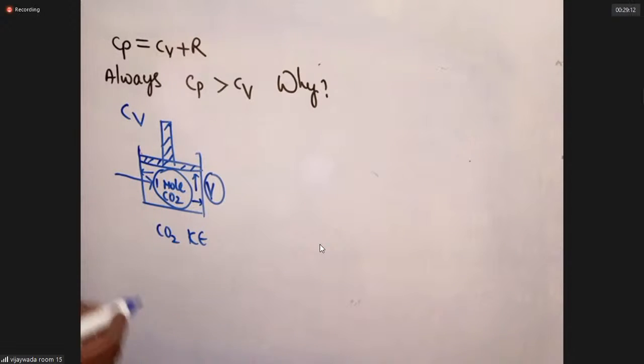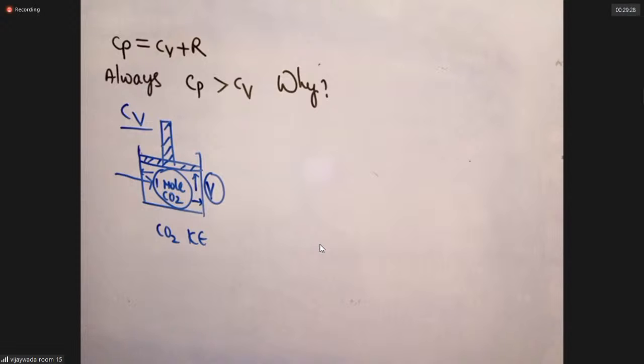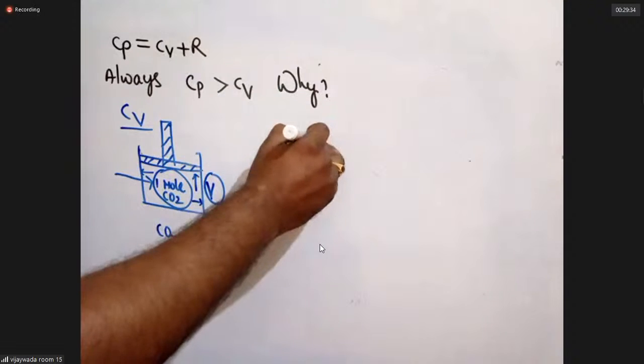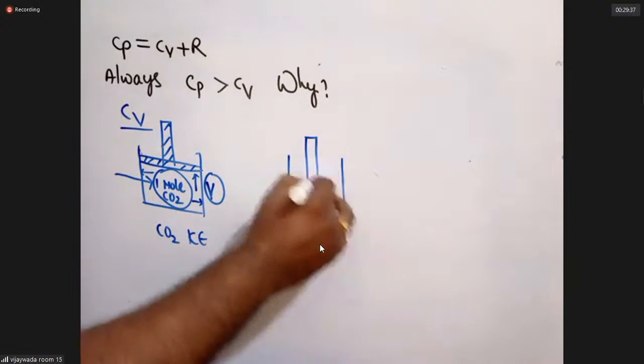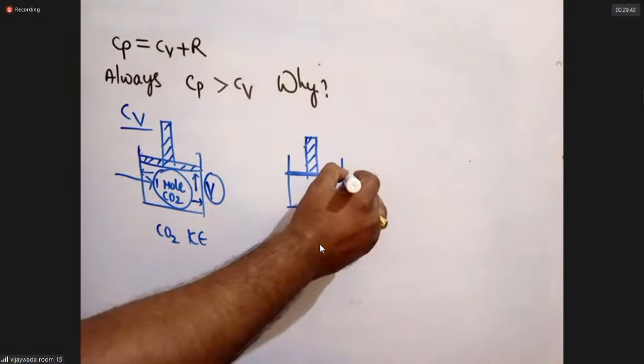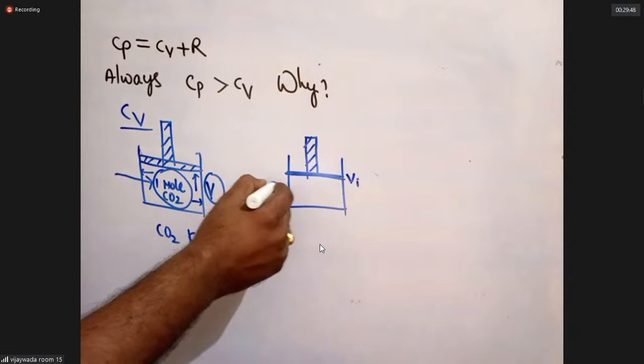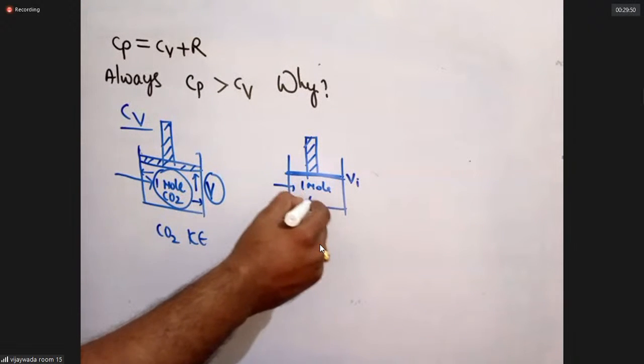But the problem is volume should be constant. So pressure increases inside, but no use, since volume should be constant. Finally, pressure is directly proportional to temperature. Temperature increases, no problem. Whereas for Cp, we are keeping the same kind of system. Let's say it is V initial. Here pressure is constant. We are supplying heat to the 1 mole of carbon dioxide.